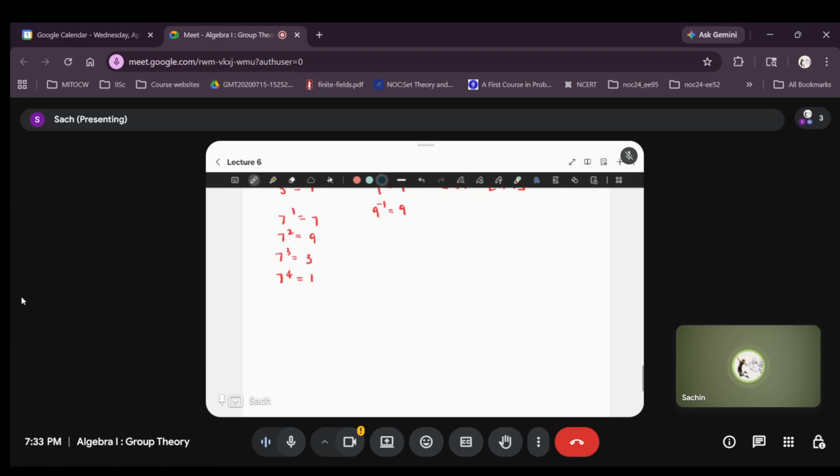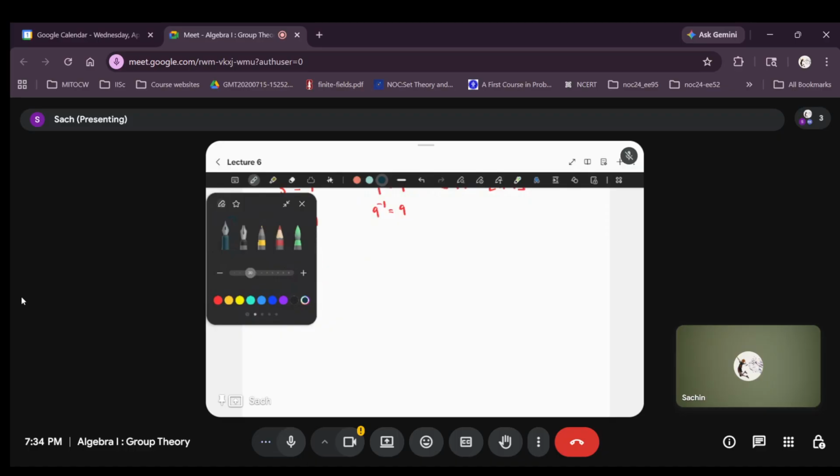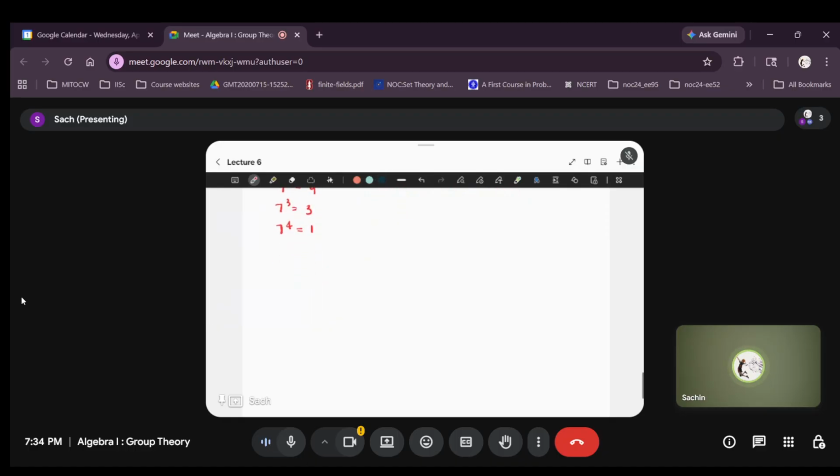And this is only useful because not all groups are cyclic. If all groups were cyclic, then there would be no point in differentiating between cyclic and non-cyclic groups. One simple example is the symmetry group. We will come to that later.